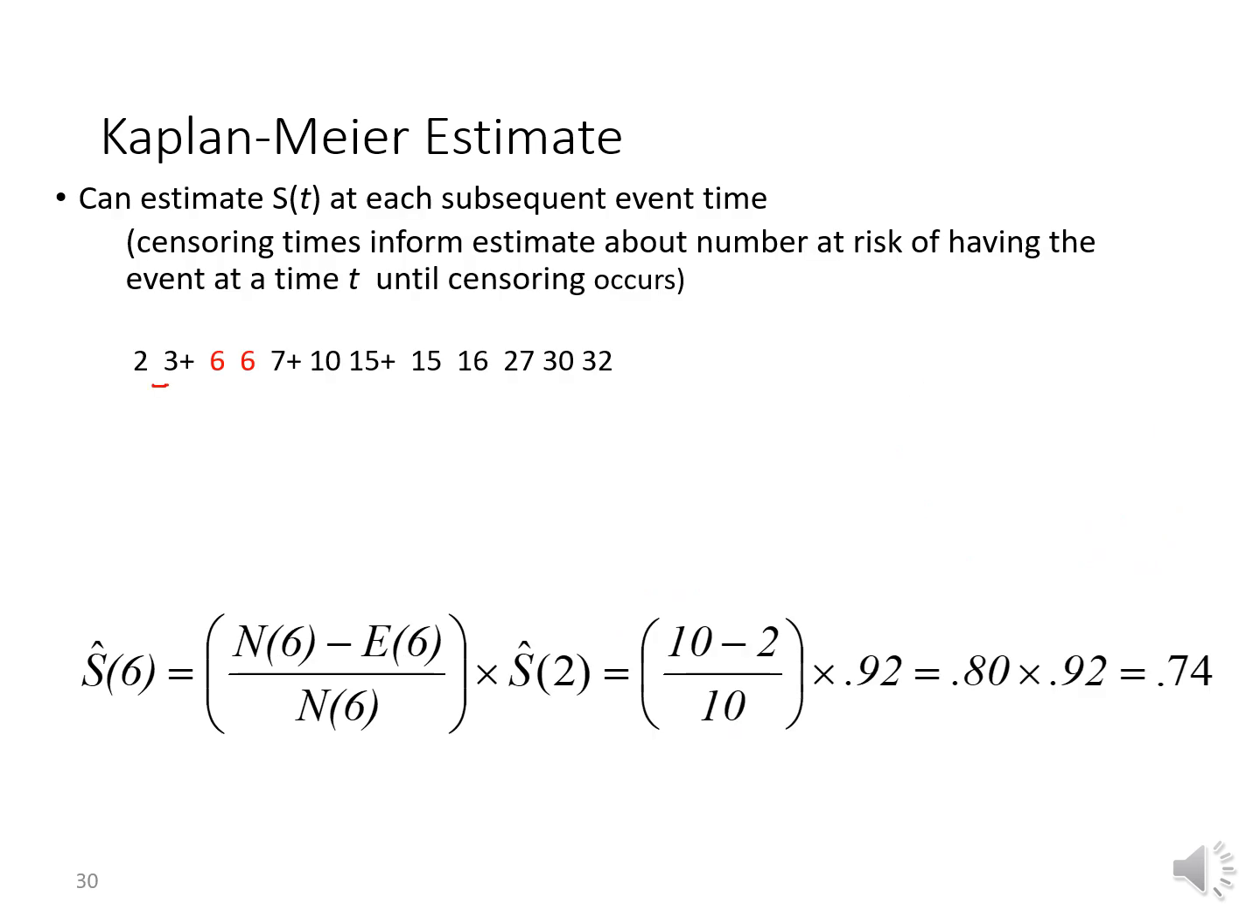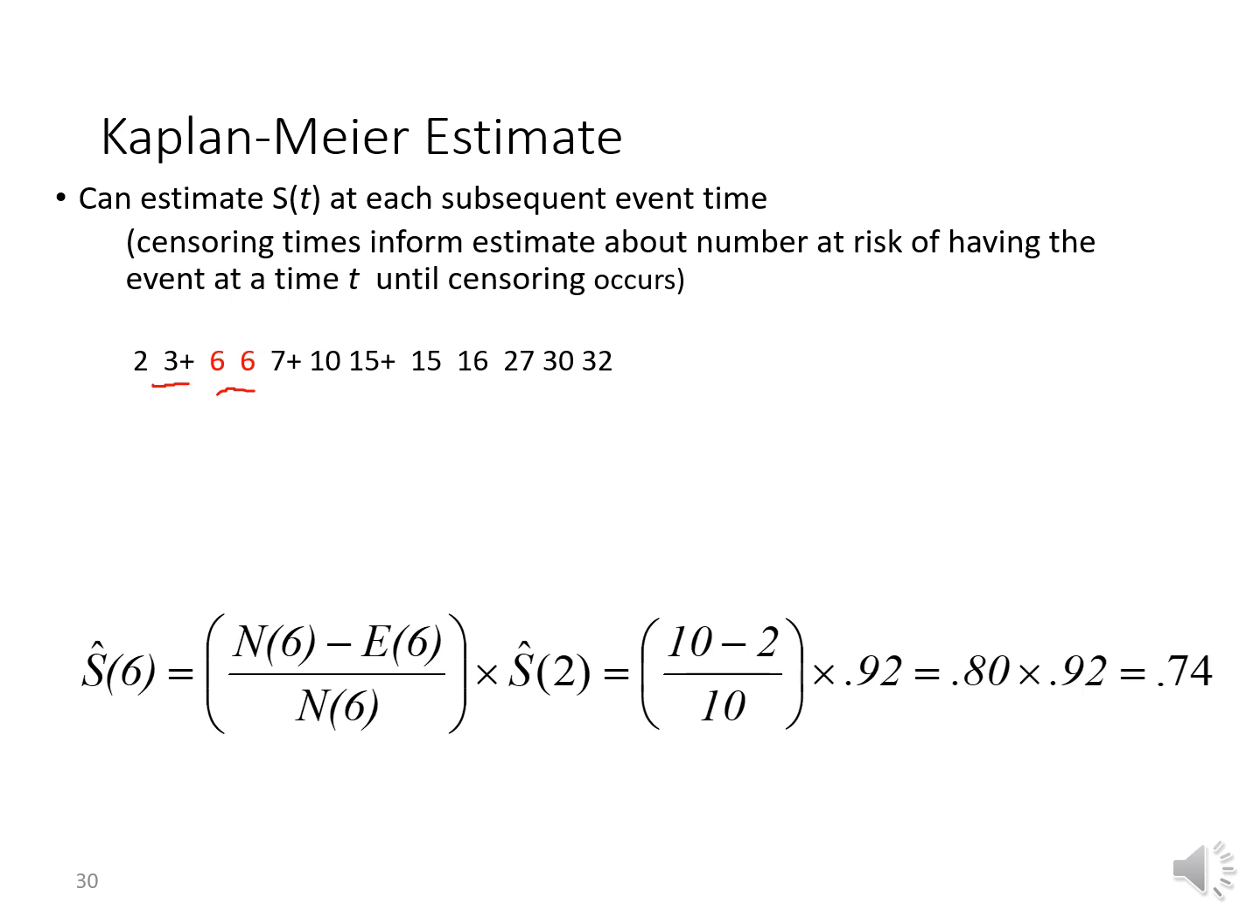So we take the second. As I noted, at 3, we don't calculate any probability because we don't have the event. We don't know if the event happened. So we skip to 6, where 2 events occur at month 6. So survival at time 6 and beyond is how many were at risk minus how many events, over how many were at risk, multiplied by the previous probability.